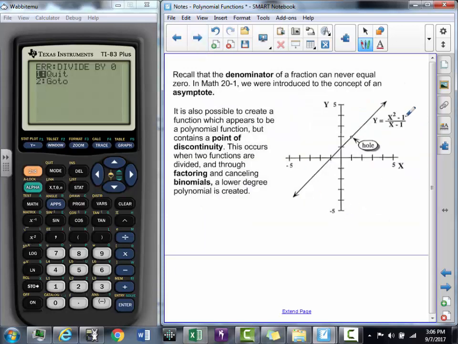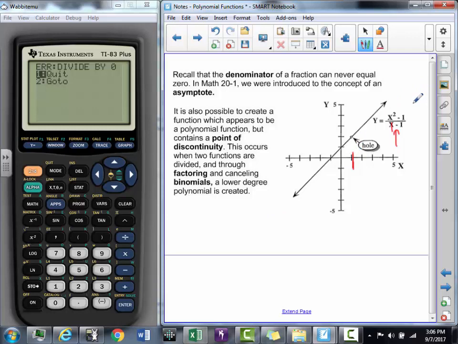Which, if I go down to this slide right here, look at the graph that I drew right here. x squared minus 1 over x minus 1. What's the one value for x that you can't use on the bottom? 1. Right? So you can see that right here where x is 1, there is a hole in the graph. Okay, so this is how you would draw that.